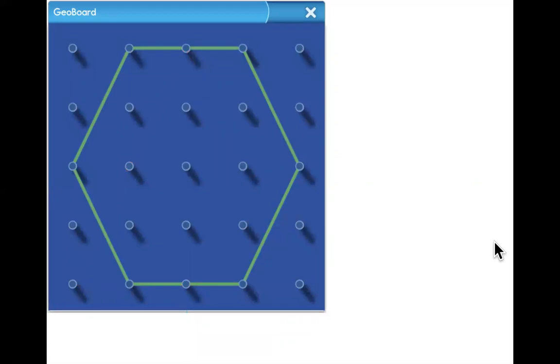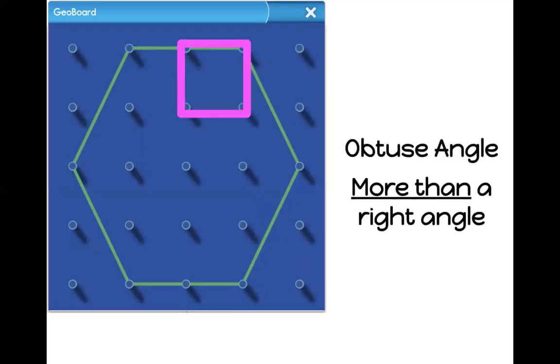All right, here we have a hexagon. And here is our right angle. I'm following that green line, and I see that this green rubber band line is bigger than the right angle, the purple-pinkish square. So I'm thinking that this is an example of an obtuse angle, or another way to say that is a more than right angle.